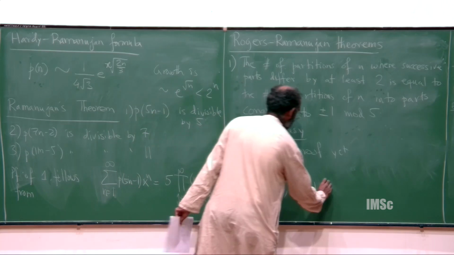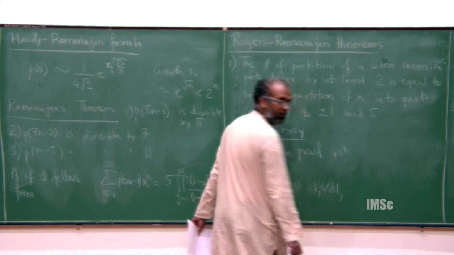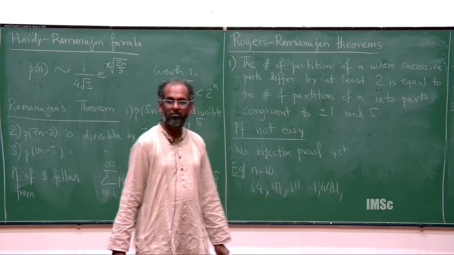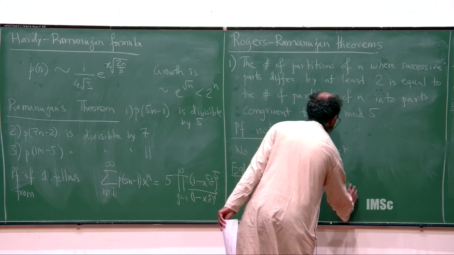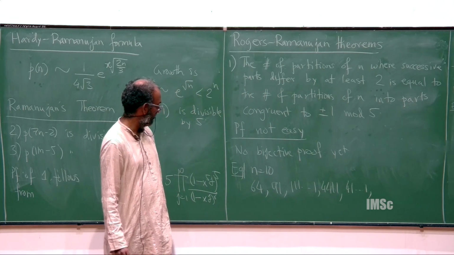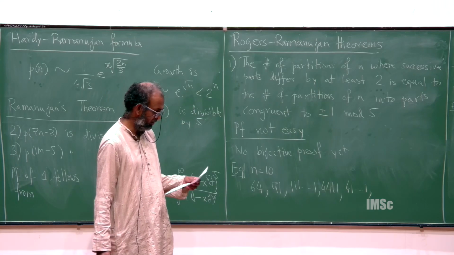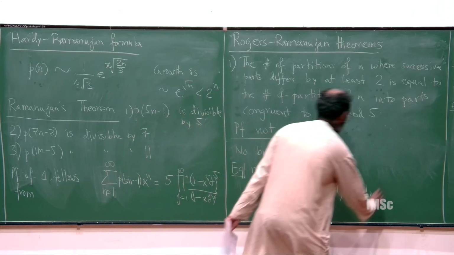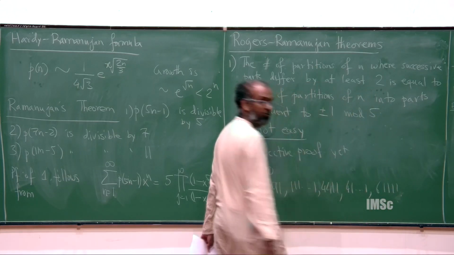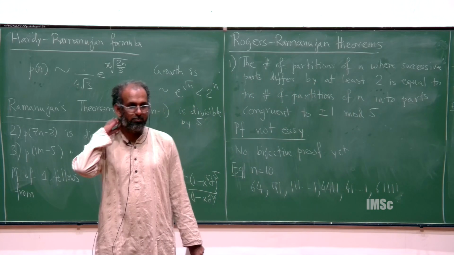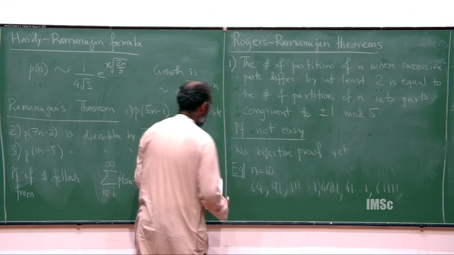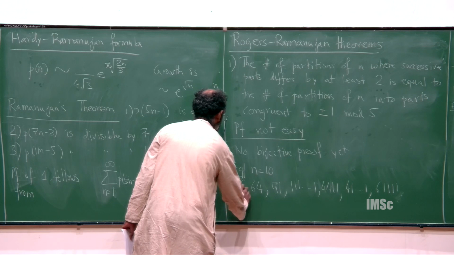4, 4, 1, 1. Exactly. 4, 1, 1, 1. You're missing one more. Exactly. 6, 1, 1. Huh? 5? No, 5 is 0. 5 is congruent to 0 mod 5. And so this is the RHS.